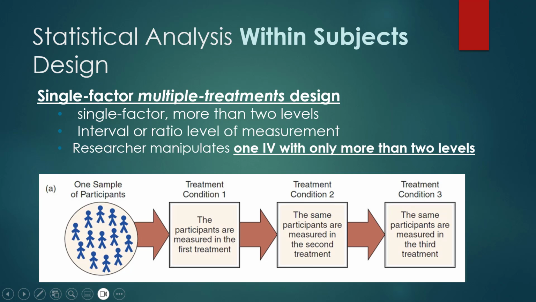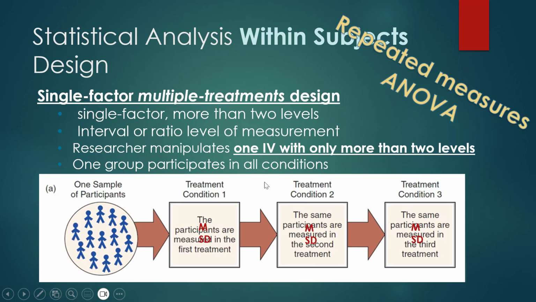Here we're just throwing in 3 different conditions. You could have more. You could have 4 or 5, but we're just going to go with 3 here. And this group of participants is participating in all 3 conditions. And because you're using an interval or ratio level of measurement, you can compare means and standard deviations. So with this type of design, again, it's going to be ANOVA because we have more than 2 levels. So a t-test is used when you have 2 means to compare.